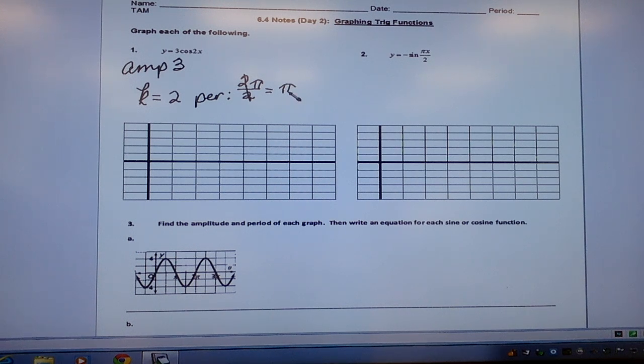So now that we have a period of pi, we need those 4 angle measures. And just because of room, I'm going to keep all the information up here. So we divide pi into 4 equal parts. So pi divided by 4 is pi over 4. So that'll be 1 pi over 4, 2 pi over 4, 3 pi over 4, and 4 pi over 4.